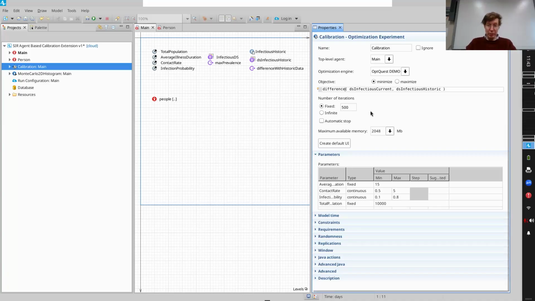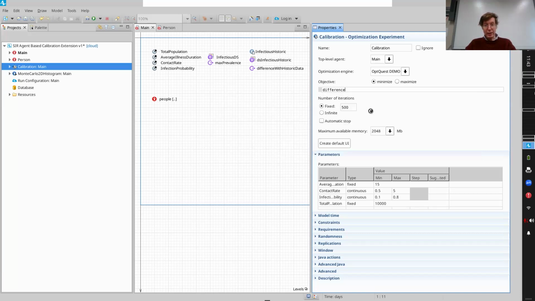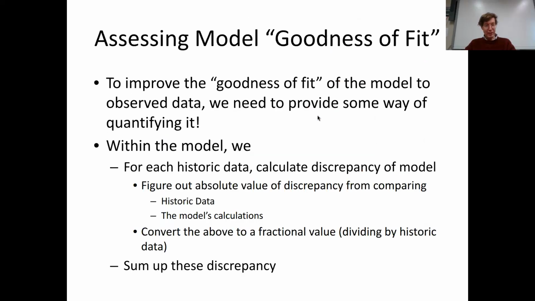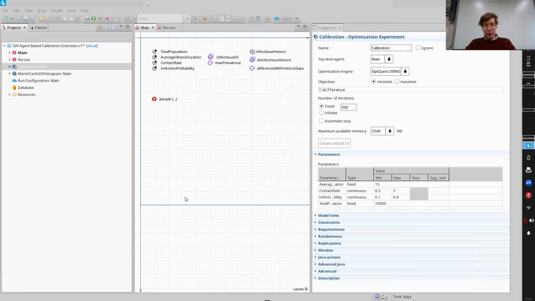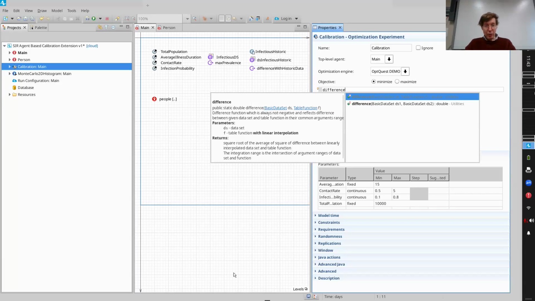And this difference function, don't do this at home, but I'm just going to type this here and use autocomplete so that I can see the definition of it. Difference function, always non-negative. Yes, that's one of our desiderata, right? It should be non-negative. Difference function, non-negative, reflects the difference. Yeah, okay. In what sense? Between the given data set and the table function.